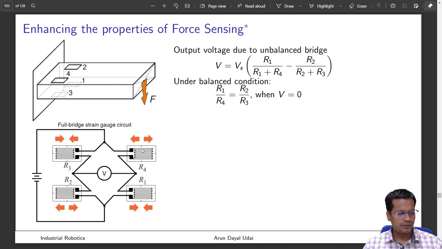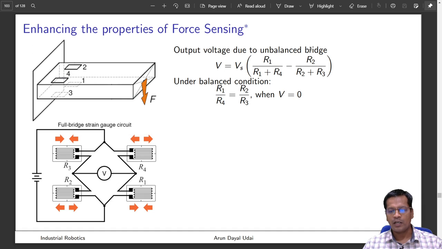If any one of them changes, then what can happen? If any one of them changes, it will allow this current to flow because of the potential difference that exists between these two points. Okay, so how is that done?